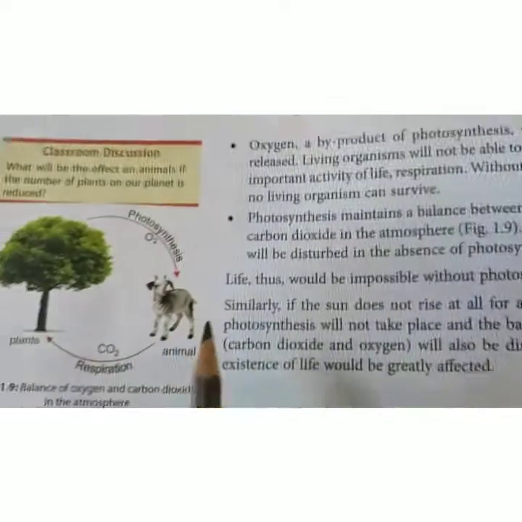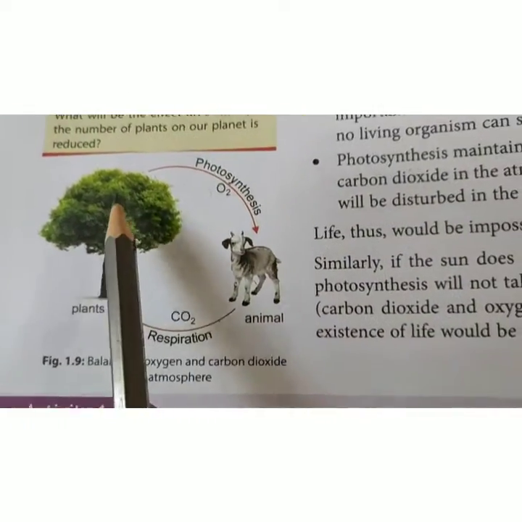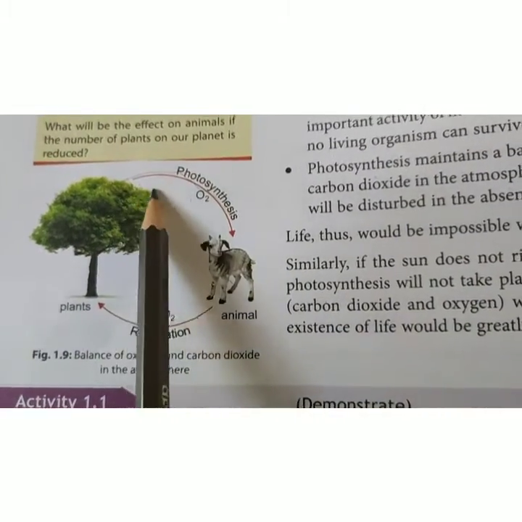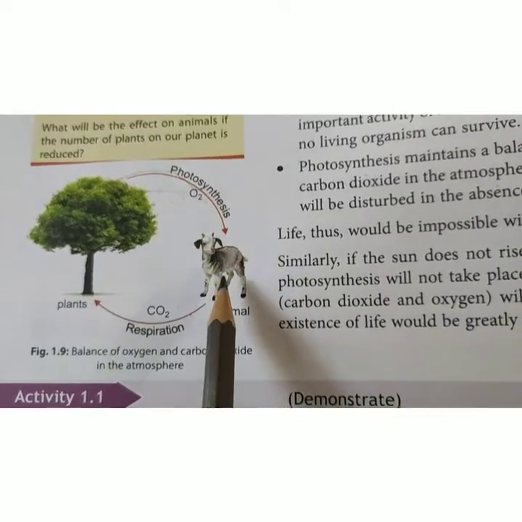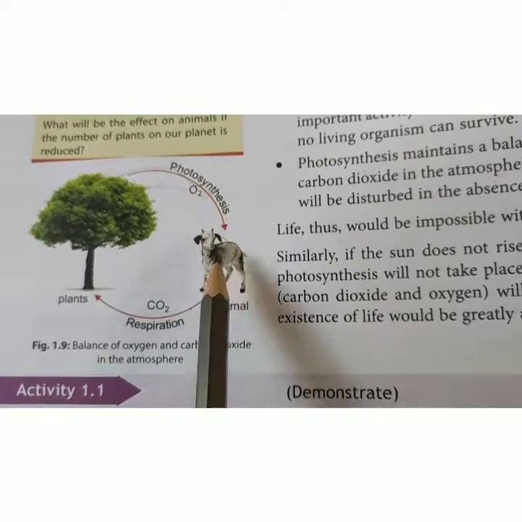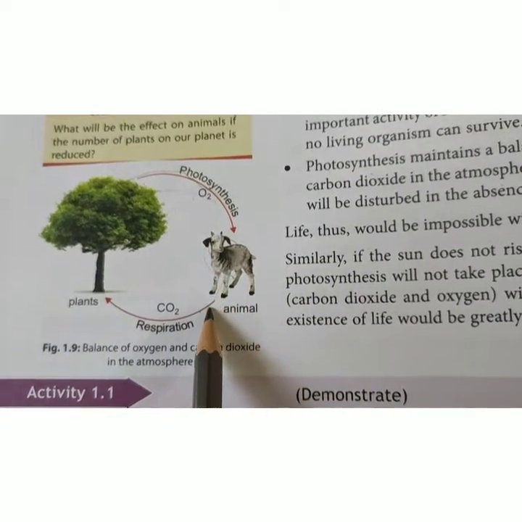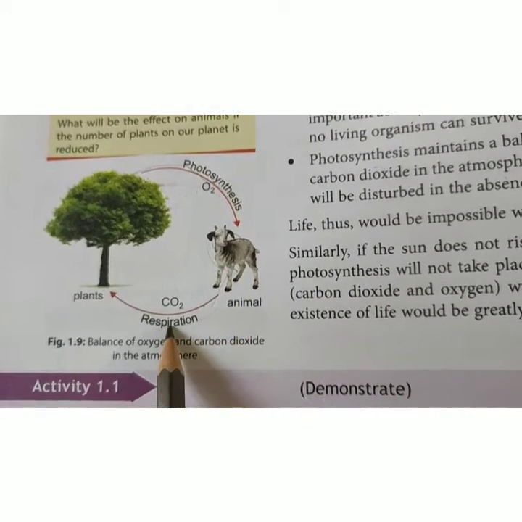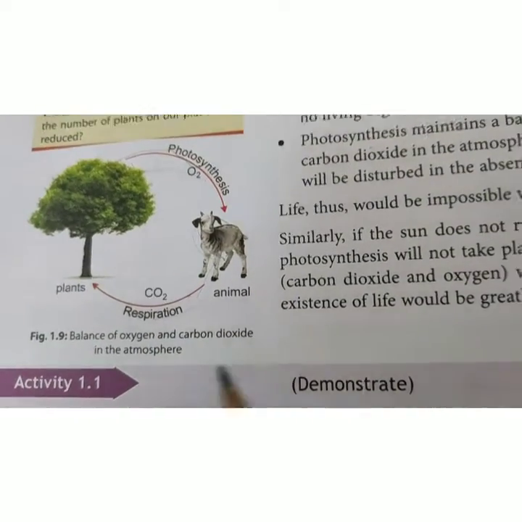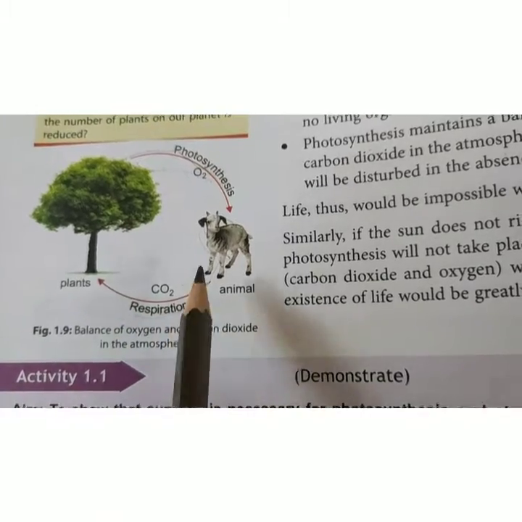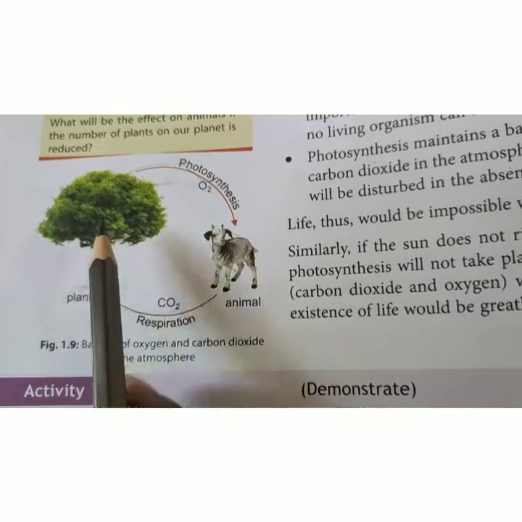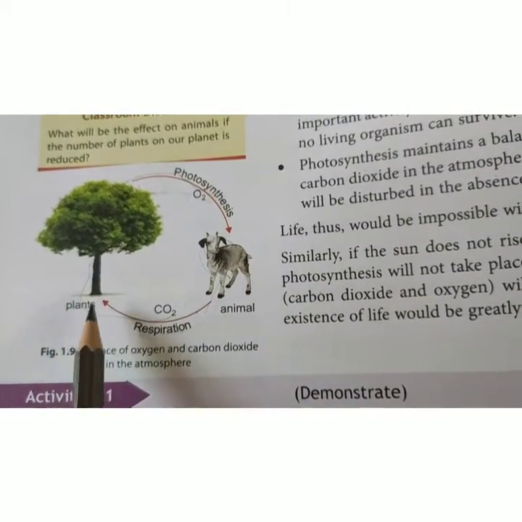So here you see there is a balance given here. This is a green plant. It carries on the process of photosynthesis. It gives out oxygen, which is taken in by any animal or organism, any human being. When we respire, that is when we take in oxygen and give out carbon dioxide, that is known as respiration. So we give out carbon dioxide, and that carbon dioxide is taken in by the plant. So there's a whole cycle.